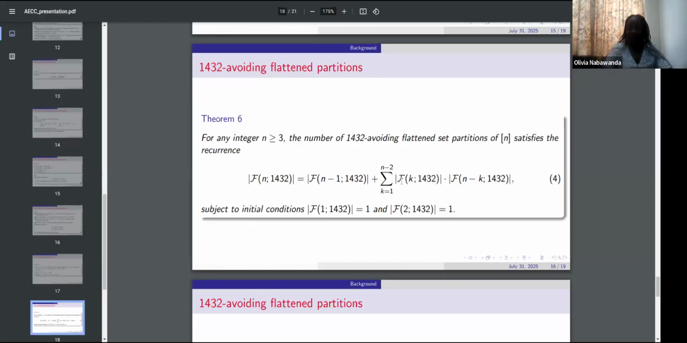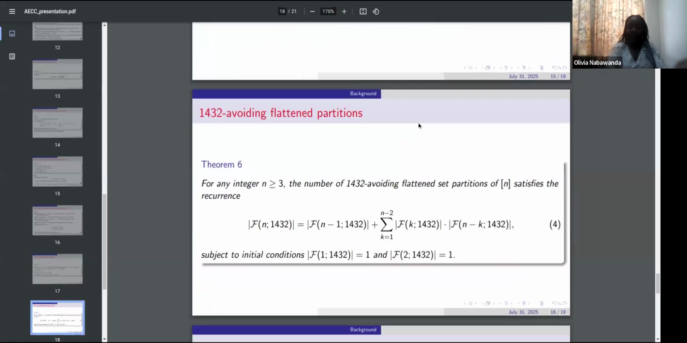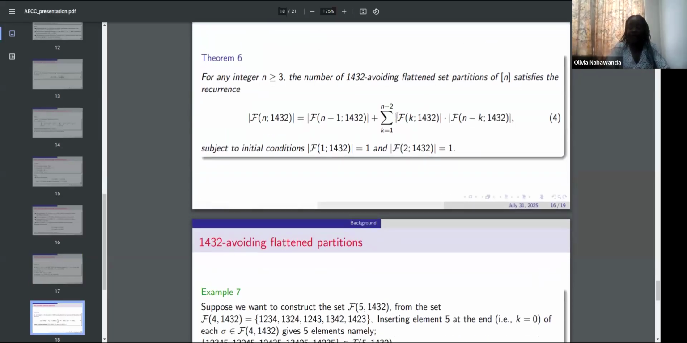And for the second term here, let me see. We are mostly focusing on the position of n and then looking at the subword either on the left or on the right of n. And using this form here, realize that all permutations sigma will have this form where we have a concatenation of two different subwords. And those two different subwords then give us this second summand here.